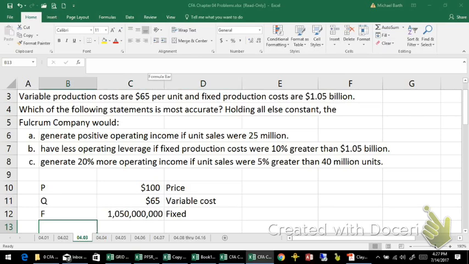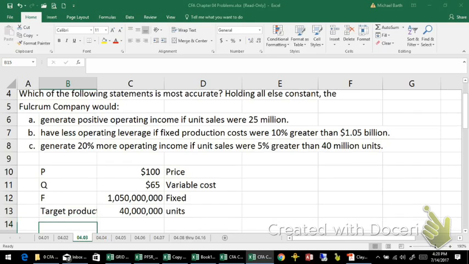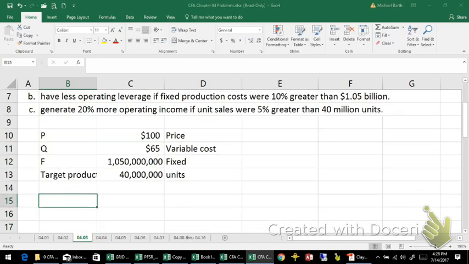And their target production is 40 million units. And A: generate positive operating income if unit sales were 25 million. So what we could say is, I know the price, we go with alternative production here at 25 million units. Would that produce a profit?